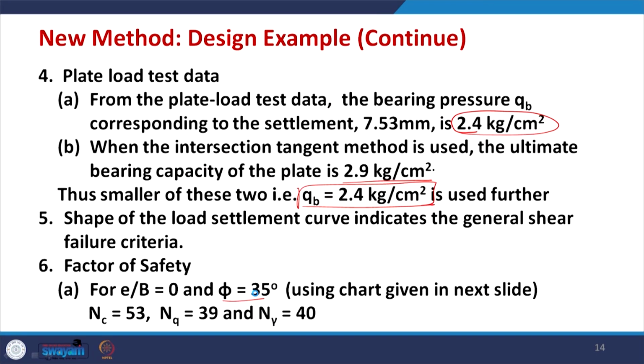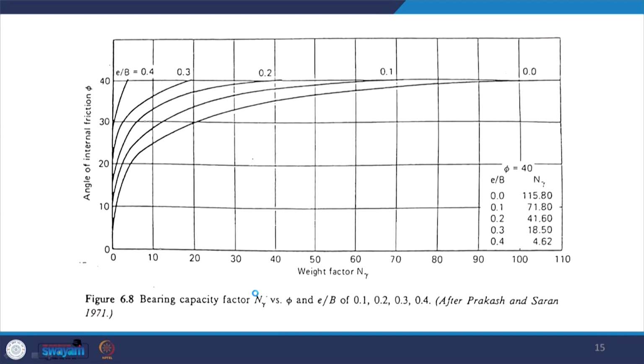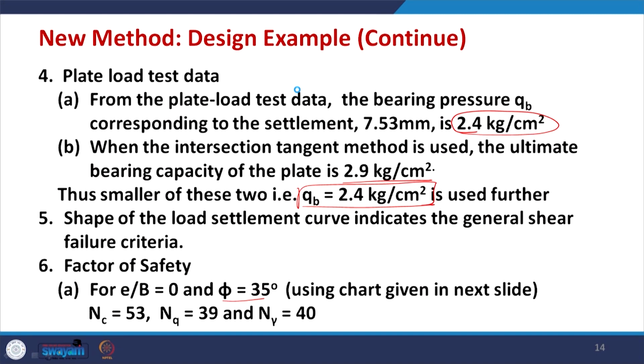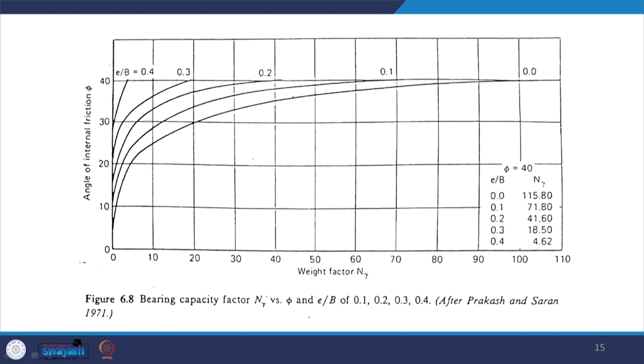So, for example, when E by B equal to 0 and phi equal to 35 degrees, phi equal to 35 degrees will be somewhere here, and E by B will be like here. So, you get a value somewhere in between, somewhere here. The value for N gamma you get is 40, right, N gamma equal to 40. So, 40 will be the value here.